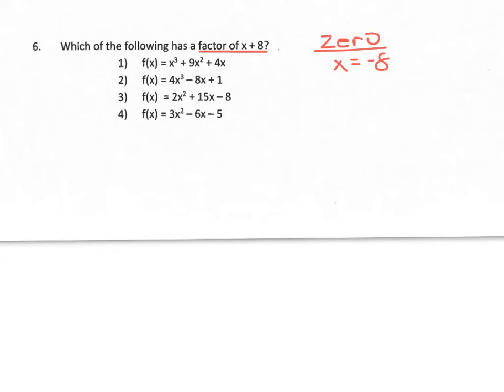All right, so it looks like when you get down to choice 3, this is what our graph looks like.